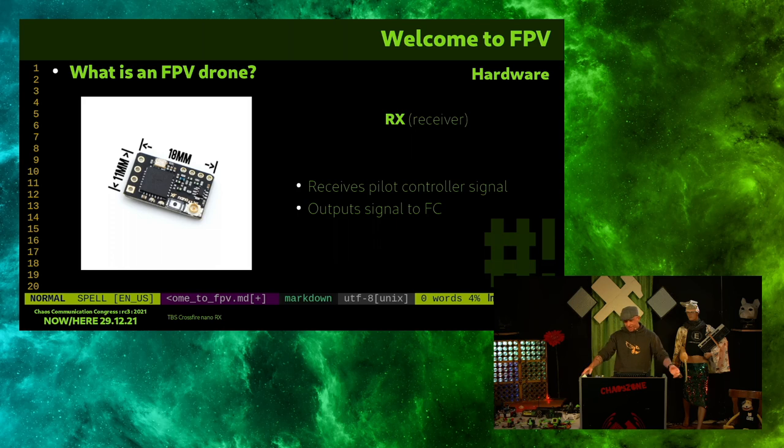This is a TBS, Team Black Sheep, nano receiver. It's very, very small. You can see 1.8 millimeters, or one. I can't see it from here. Doesn't matter. It's small. It's about this big. Okay. It can be built into the flight controller also.